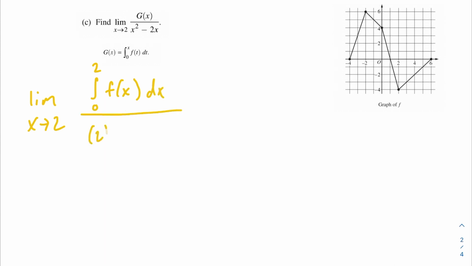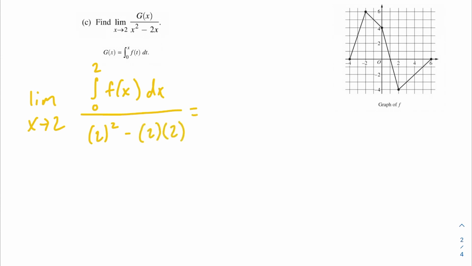We're being asked to find the limit as x approaches 2 of g of x over x squared minus 2x. We can find this by plugging in 2 for g of x and our denominator as well. So remember, g of x is just the integral from 0 to x of f of x. So the limit as x approaches 2 would be the integral from 0 to 2 of f of x, and then we plug in 2 down here as well.